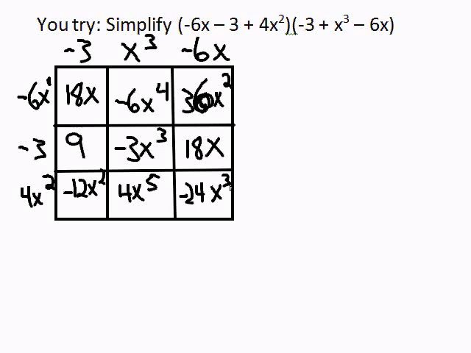So now that we have this fairly large mess, we're going to need to write it from largest exponent to smallest exponent, combining our like terms along the way. So first thing I'm going to need to do is identify my largest exponent. I look through all the boxes and I notice I've got an x to the fifth, so I'm going to write the 4x to the fifth first.